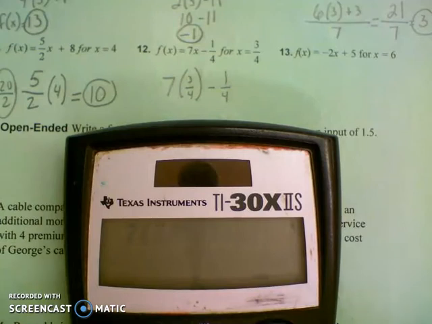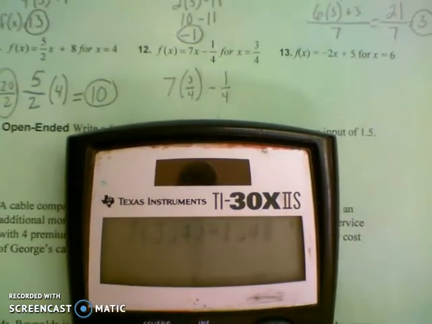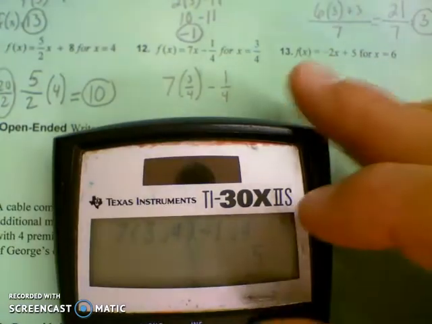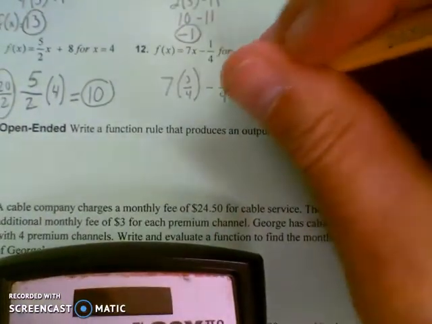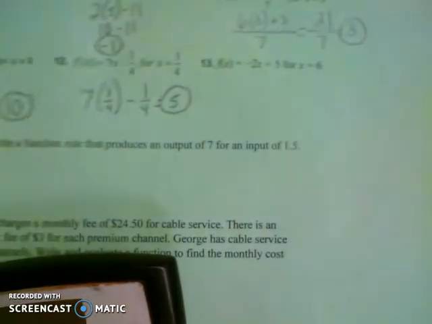7 times 3/4, oops, right, minus 1/4. You get the answer 5. Just make sure you circle that after you do all your work. Show your work. Be a good student.